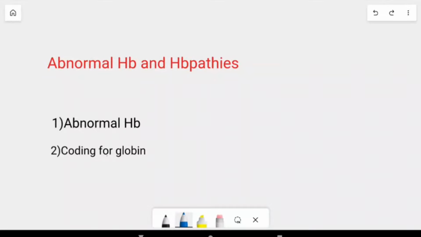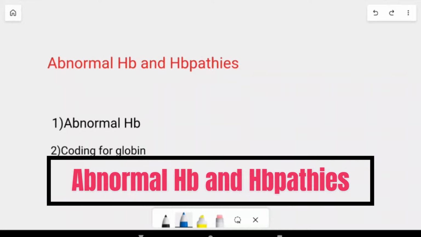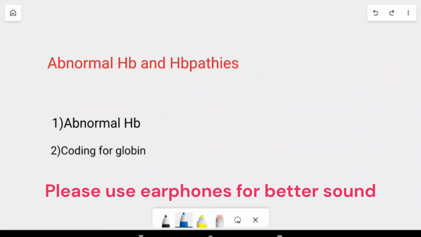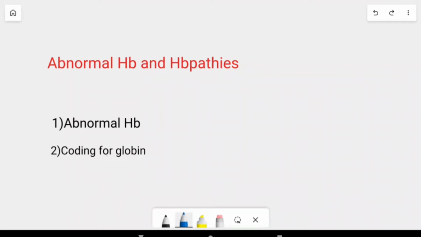Let's talk about the abnormal forms of hemoglobin and the associated hemoglobinopathies now. So, what causes the formation of abnormal hemoglobin? The reason is mutation in the genes coding for globin.